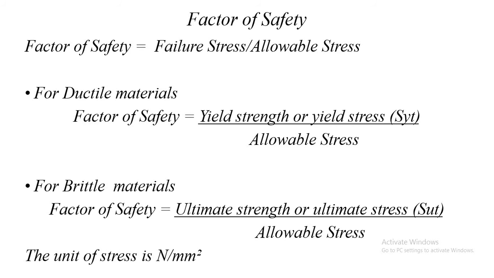Factor of safety. Factor of safety is defined as the ratio of failure stress to allowable stress. For ductile materials, factor of safety is yield strength or yield stress, that is SYT divided by allowable stress. For brittle materials, factor of safety is defined as ultimate strength or ultimate stress divided by allowable stress. For ductile materials, the factor of safety is considered for steels, and for brittle materials, for example, cast iron. The unit of stress is Newton per mm square.